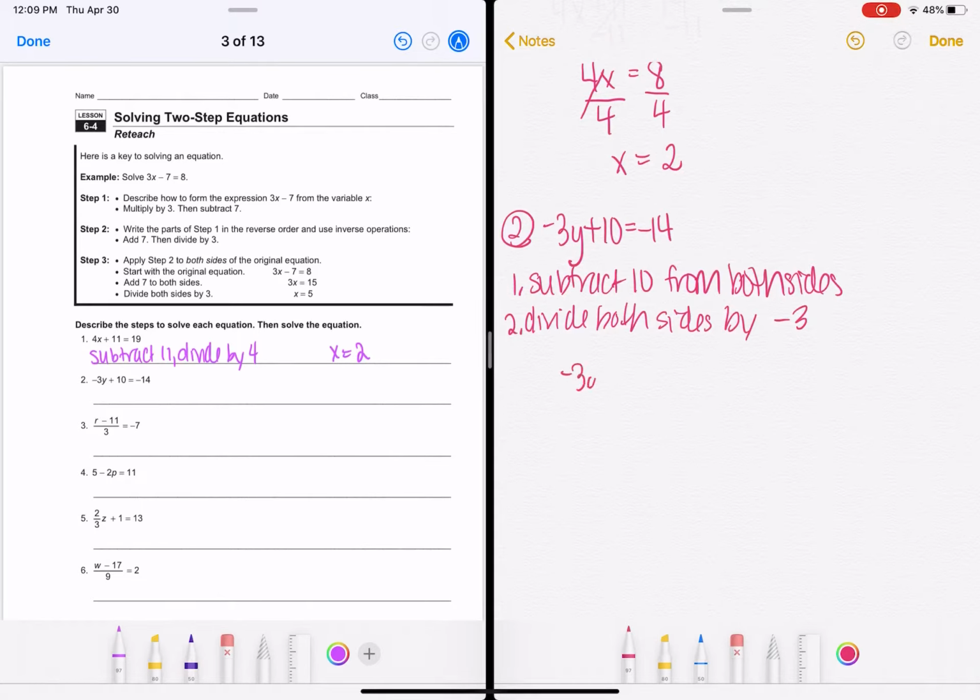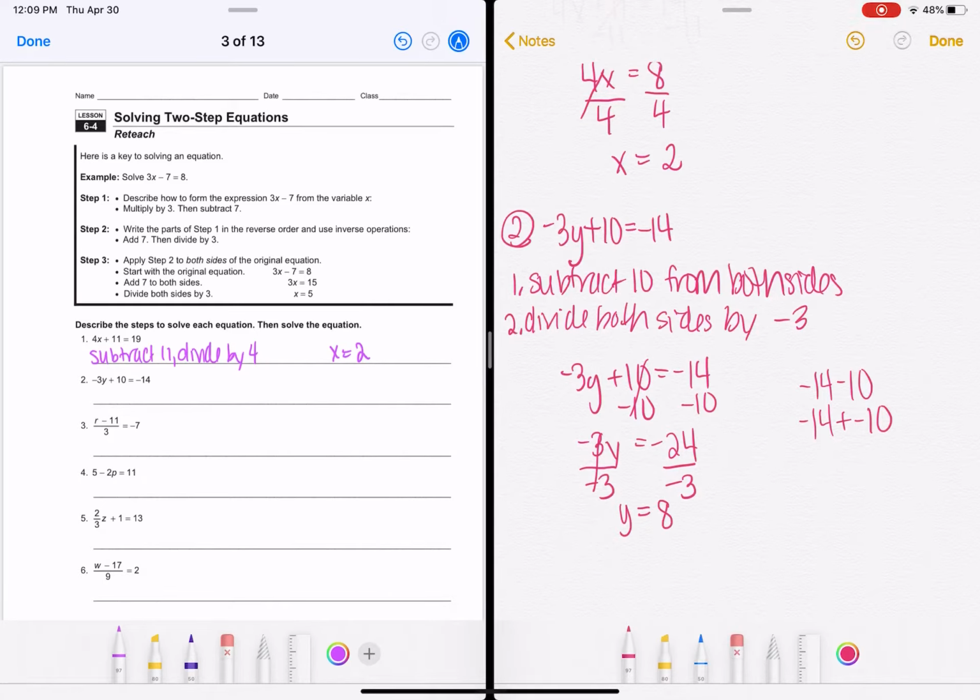So I have negative 3y plus 10 equals negative 14. Subtract 10 from both sides. Now here I have negative 14 minus 10. That's the same as negative 14 plus negative 10, which is negative 24. Now I'm going to divide both sides by negative 3. Negative divided by a negative is a positive, and 24 divided by 3 equals 8.